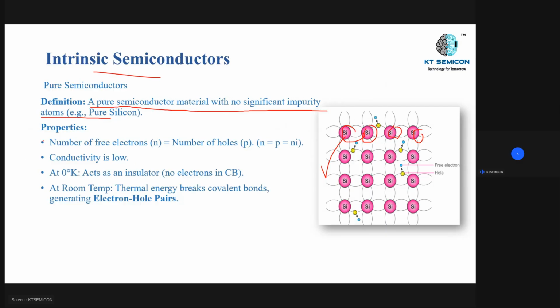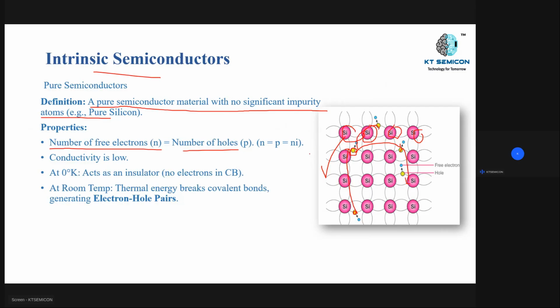At this time, the number of free electrons is equal to the number of holes. Whenever we increase the temperature, one electron tries to move from one place to another, and again it tries to occupy the hole. Again this electron moves from here to here, and leaves a hole behind. Like this it happens. Whenever there is a hole, an electron tries to occupy that space.